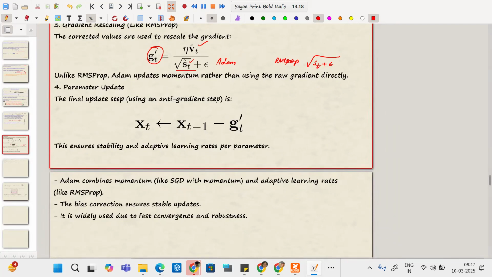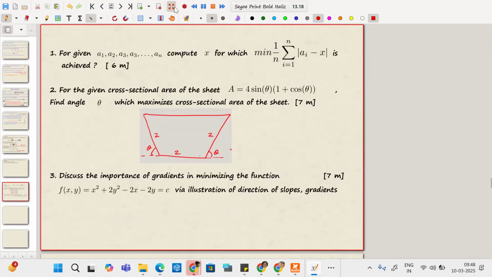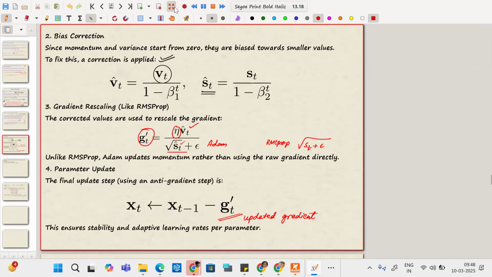x_t is x_(t-1) minus g_t prime. Why are we not multiplying the learning rate here? Eta is already multiplied there, so just use this updated gradient. So you can see how the Adam optimizer is a version of gradient descent. Adam optimizer is also an iterative algorithm, and an iterative algorithm falls in numerical methods. That's the idea.